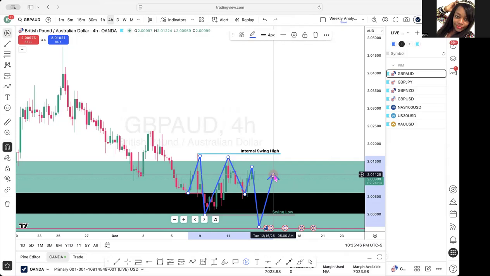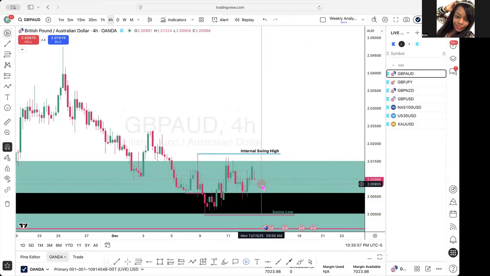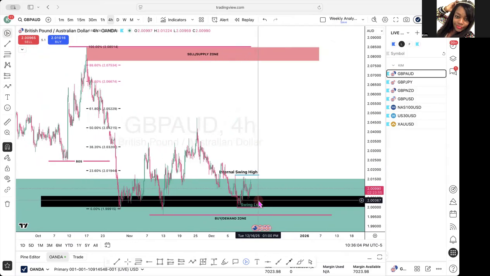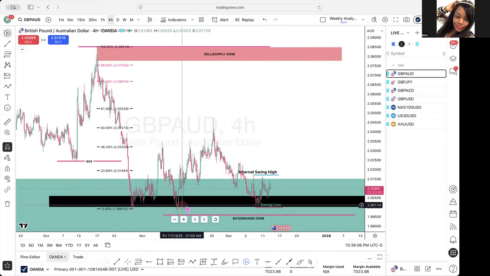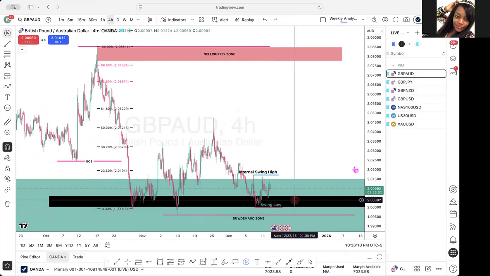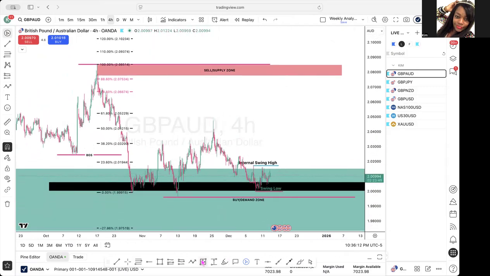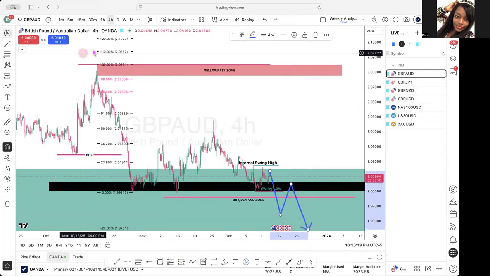your 4-hour or 1-hour. 15-minute or anything lower than that is just for your entries only. Do not try to base your structure off of the 15-minute. Okay, so again, there's a strong level of support here. So if price breaks through, then you might get a pullback as resistance and a continuation of a sell.